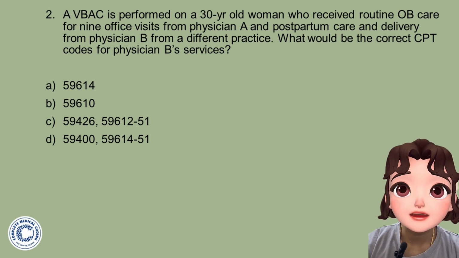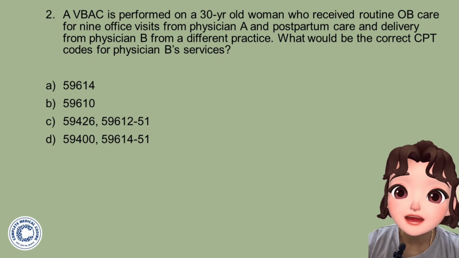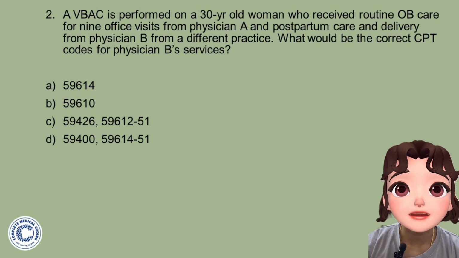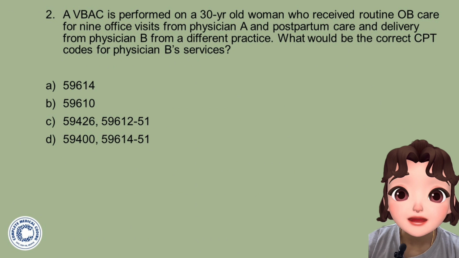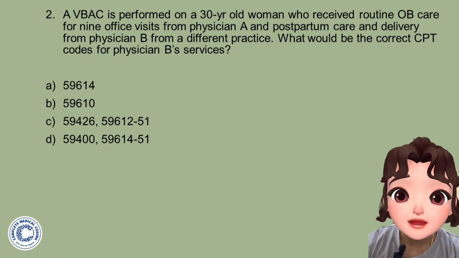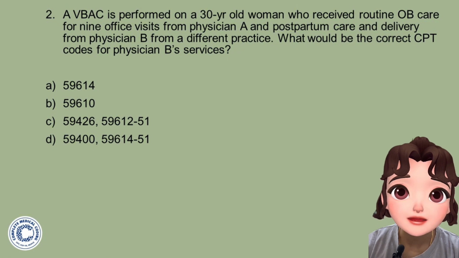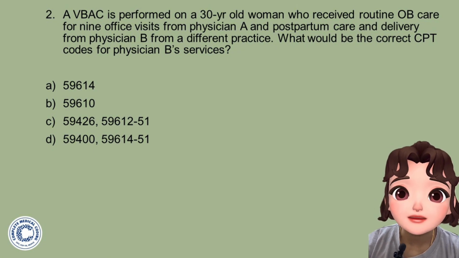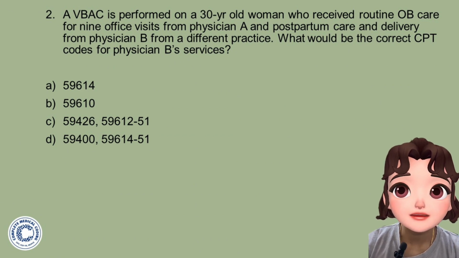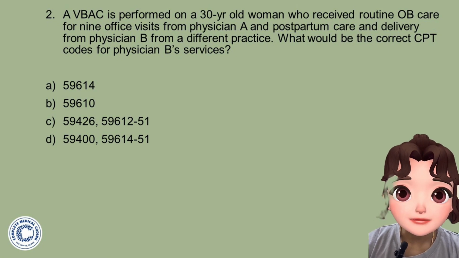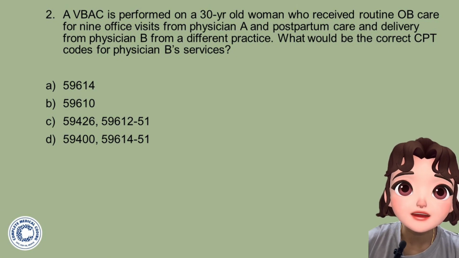Routine obstetric care including antepartum care, vaginal delivery. Yes, this is vaginal delivery, but here it's mentioned including antepartum care and postpartum care. So this code description is not only postpartum care but also antepartum care. So physician A's service is also mentioned here in this code, right? Antepartum care. But we don't have to code for the antepartum care. We have to code only for the postpartum and the delivery. So you cannot code this.